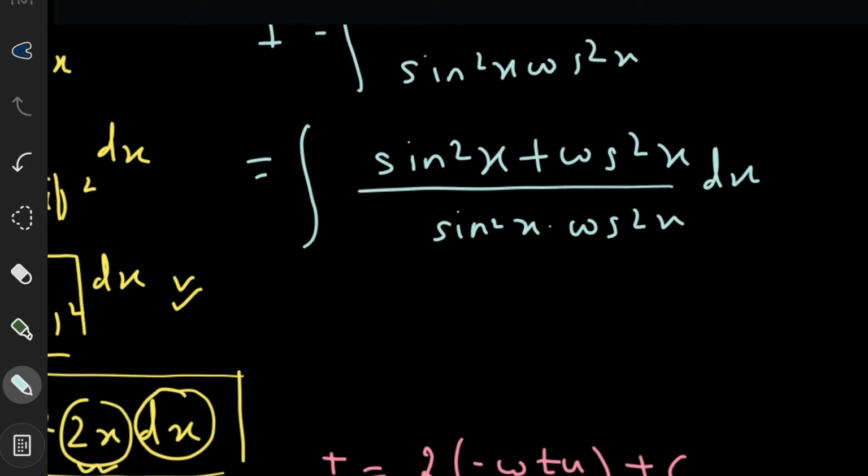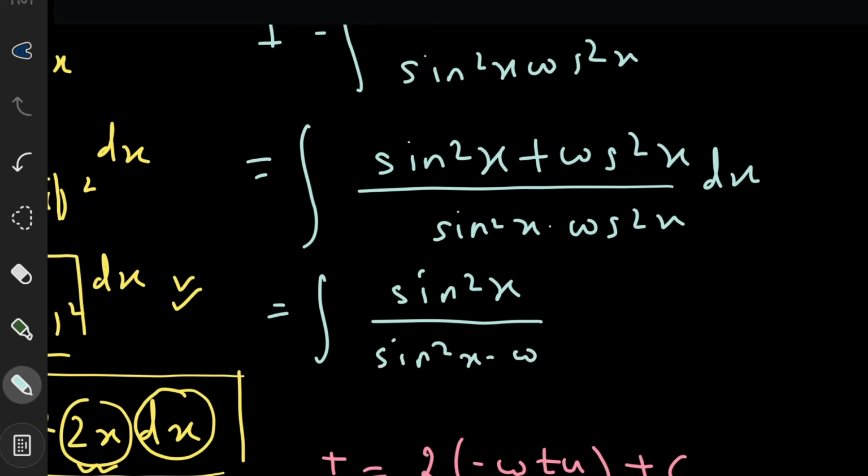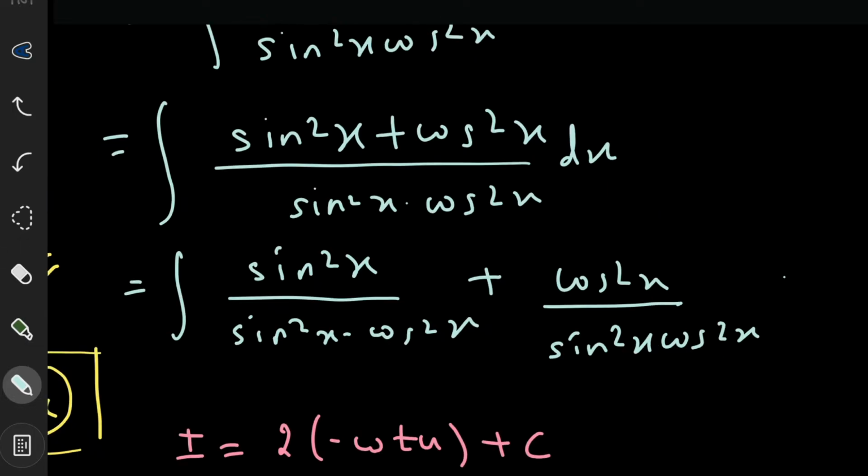Now we can separate the denominator over here. Therefore, the integration of sin square x upon sin square x into cos square x plus cos square x divided by sin square x into cos square x dx.